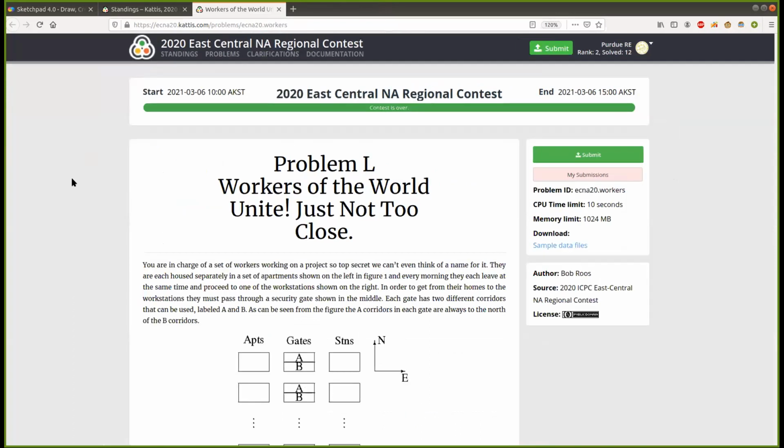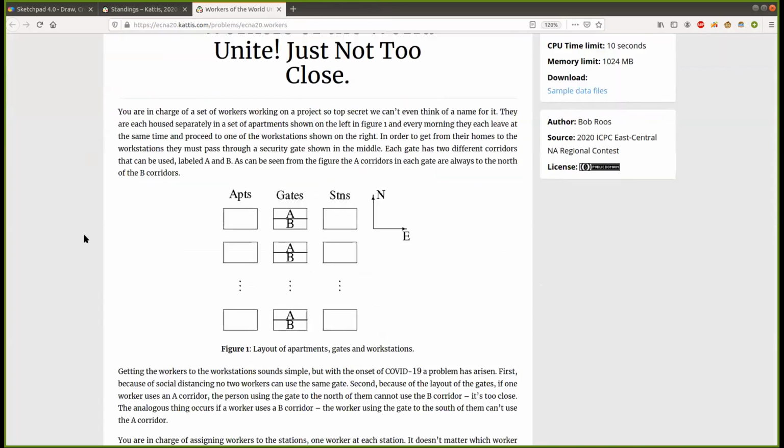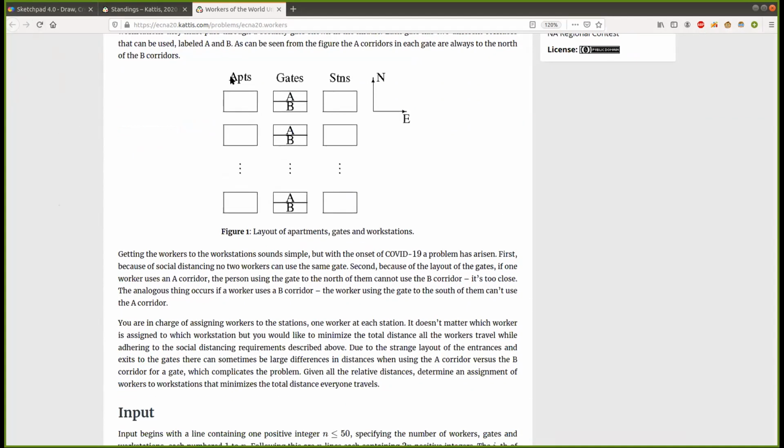I guess next is problem L. So in this problem, we have several apartments, gates, and stations. Each worker is in an apartment and then needs to go to a station. It doesn't matter which station they go to, but each worker should be in exactly one station. There's also a constraint that each gate has an A and a B. There's two different gates, so you can't have two workers go to the same gate. And also you can't have two workers go to adjacent positions. If two workers are in adjacent gates, then they can't be touching. So I can't have a worker in this B and also in this A.